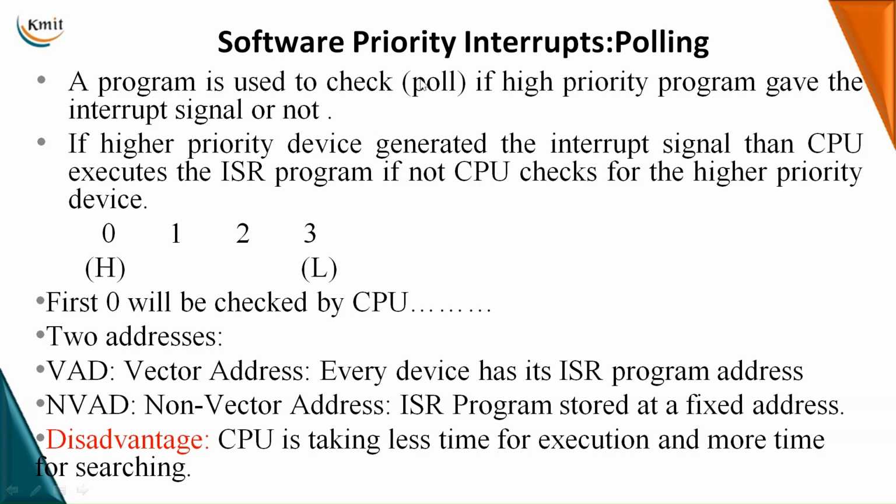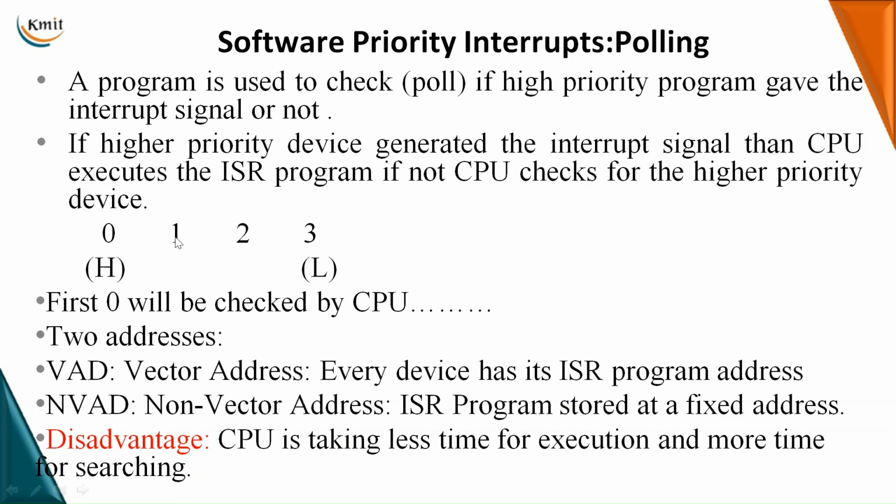A program is used here to check if the high priority device has given the interrupt signal or not. If the high priority device has generated the interrupt signal, then the CPU will execute the interrupt service routine of that particular device. If that is not the device with the highest priority, it will check for the next high priority device.